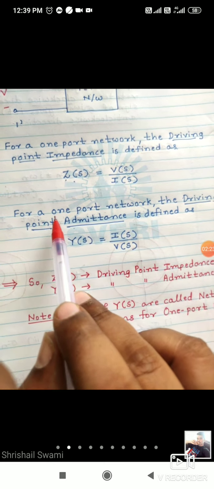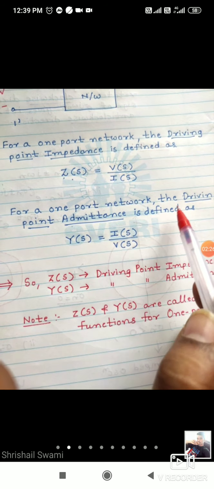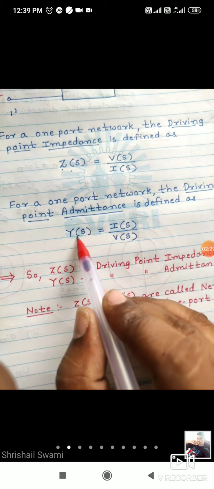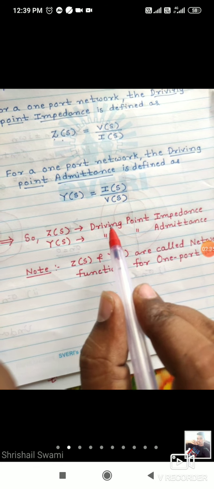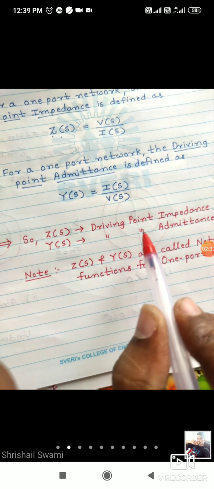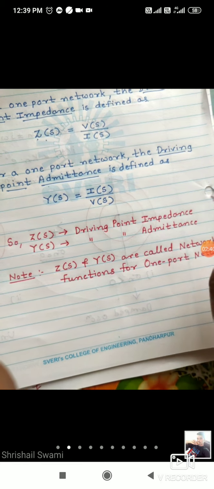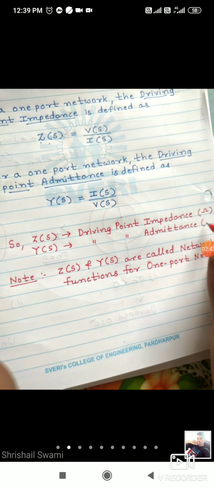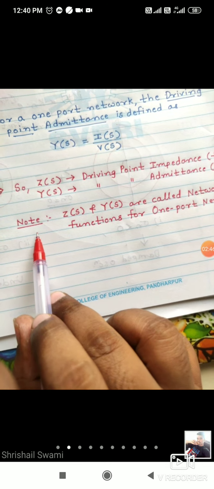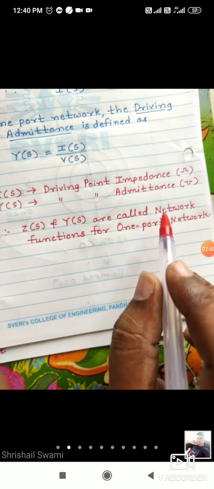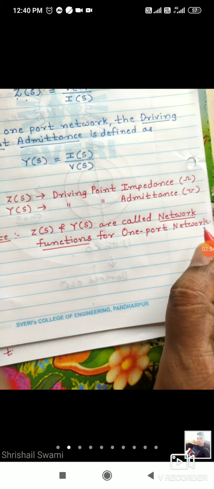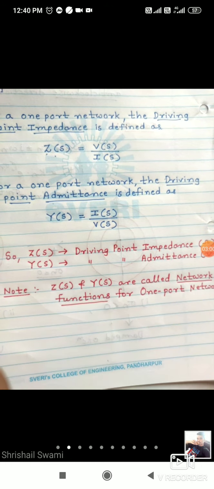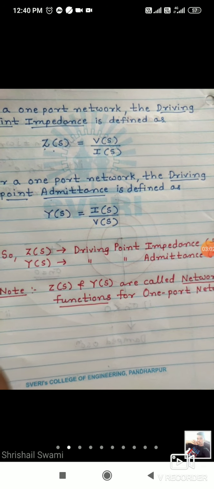Similarly, driving point admittance. For a one port network, the driving point admittance is defined as Y of S equal to I of S divided by V of S. So Z of S is called the driving point impedance, and Y of S is called the driving point admittance. The unit for this is ohm and for this is mho. Next note point: Z of S and Y of S are called the network functions for a one port network. One is driving point impedance and the second one is driving point admittance. So we have covered this point.